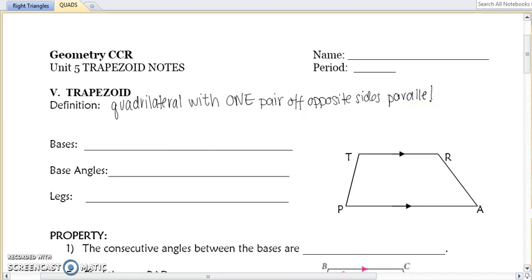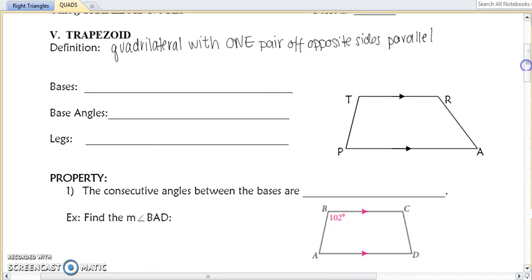Our bases are those two parallel sides. So in this case, our bases are TR and PA. And because they have a start and an end, they're segments. So we just put that one line on the top.